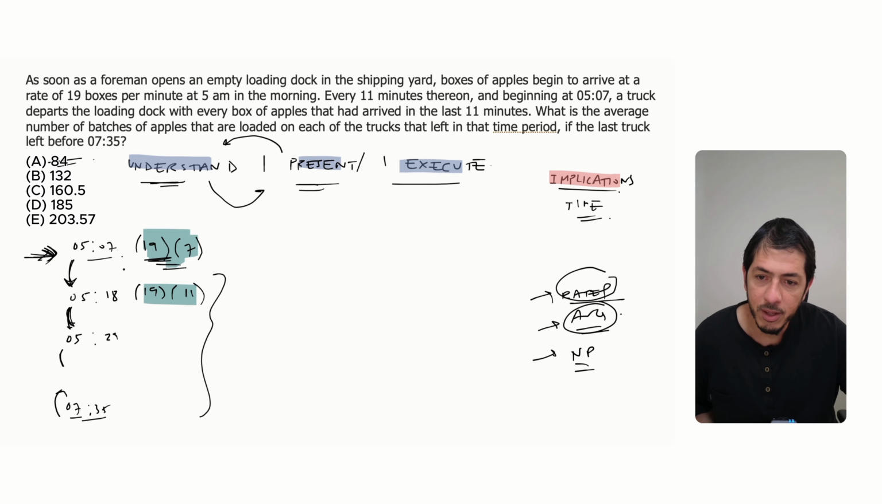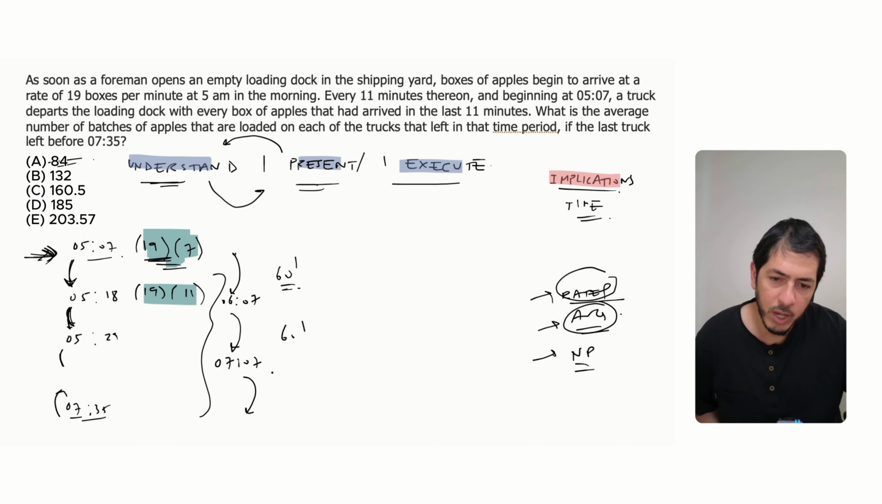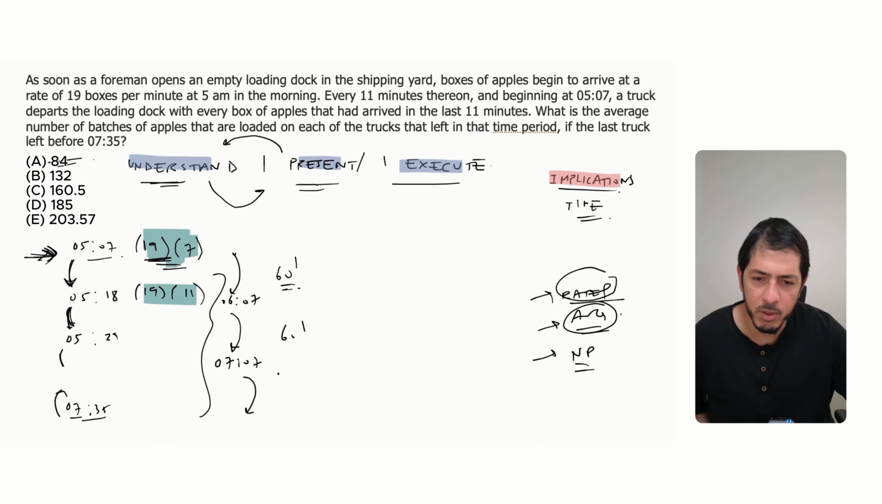Well, I know that from 5:07 until 6:07, that is 60 minutes. And then from there to 7:07, that is another 60 minutes. And then I have until 7:35. Well, how many minutes do I have there? 7 to 35, that's going to be 28 minutes. I just double check: from 27 to 35, that's another 8 minutes. So another 28 minutes, and we have 148 minutes.